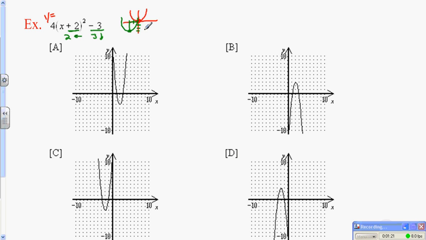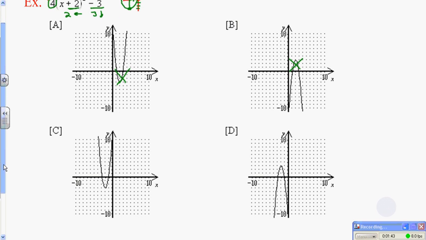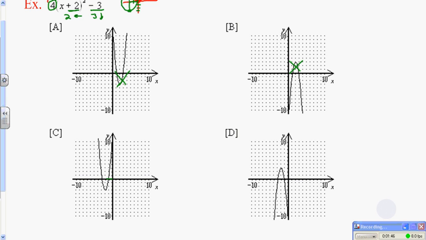So which graph would represent that? A has a vertex that moved to the right 2 units, so that's out. B has a vertex that moved to the right 2 units, plus it's going down, and since 4 is positive, it should open up. C shifted 2 units to the left, 3 units down, it opens upward. That looks good. D looks alright, but it went 2 units to the left and went up. That's wrong. So C is our answer.